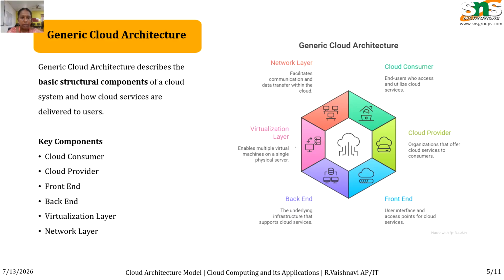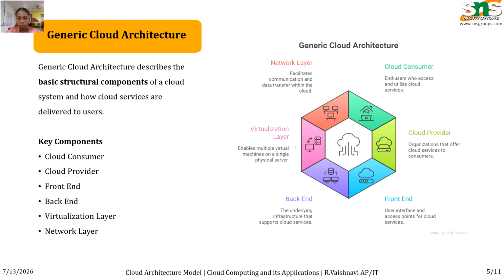Next one, we have the cloud architecture. First one will be the generic cloud architecture. The generic cloud architecture describes the basic structural components of the cloud system and how the services are delivered to the user. Here we have six components: cloud consumer, cloud provider, front end, back end, virtualization layer, and network layer. Cloud consumer, already we discussed, that is the end users who access and utilize the cloud services.